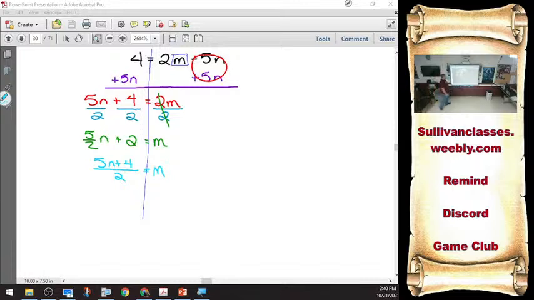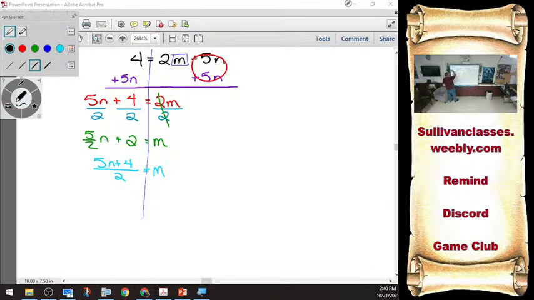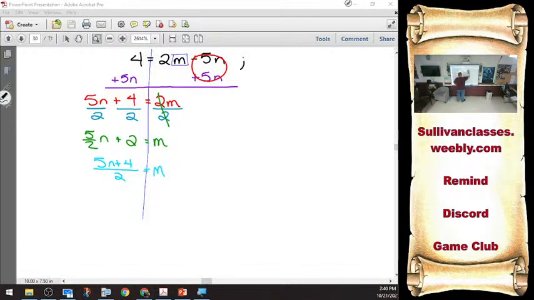Now that I'm here, it says n is going to equal some stuff. N equals what? What was it? So now that I know what m is, let's do it.